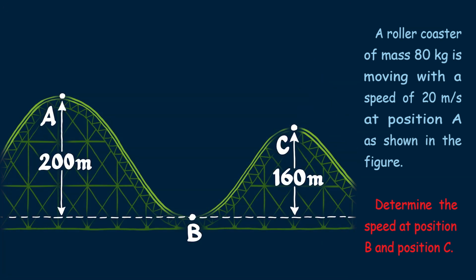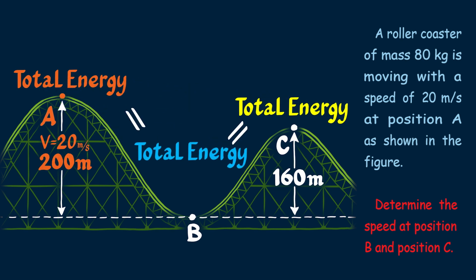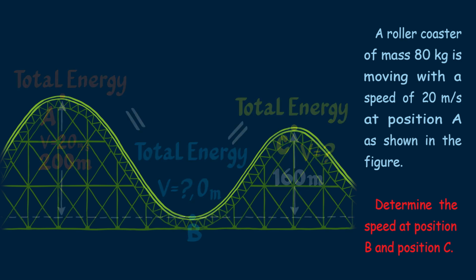The key to solving these types of problems is to calculate the total energy at one point, where both the speed and height are known, and then set that equal to the total energy at another point, where either the speed or height is unknown.